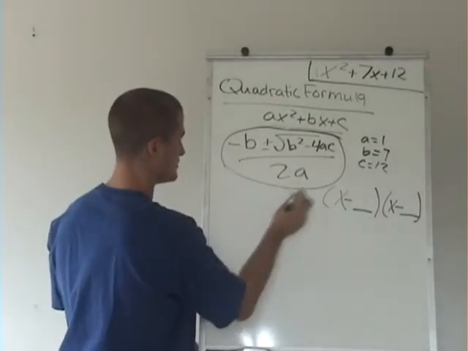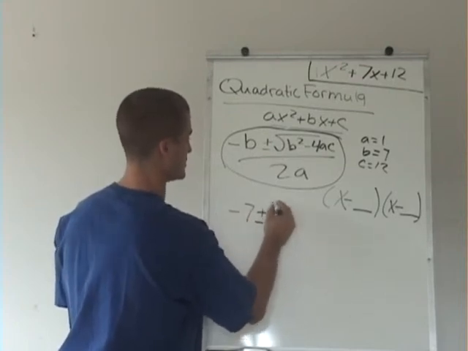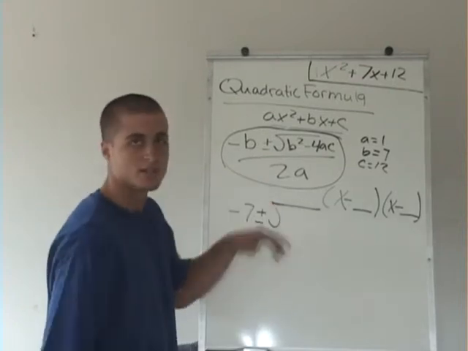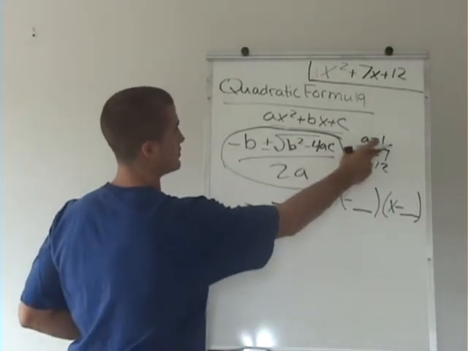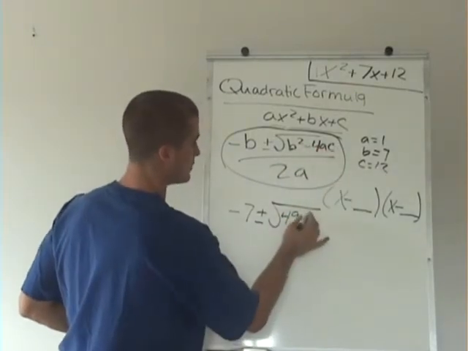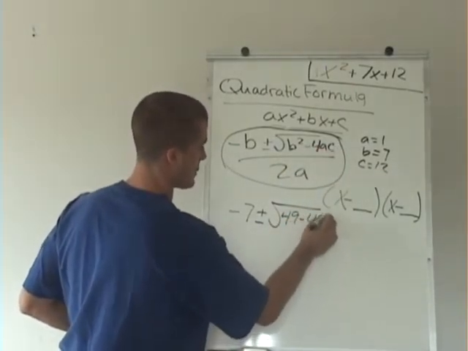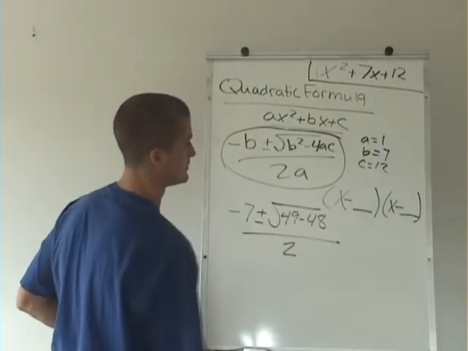Alright, so we're going to have the opposite of b, so the opposite of 7 is negative 7, plus or minus the square root of b squared, 7 times 7, 49, minus 4 times 1, which is a, times c, which is 12. 4 times 12 is 48, over 2a, 2 times 1 is 2.